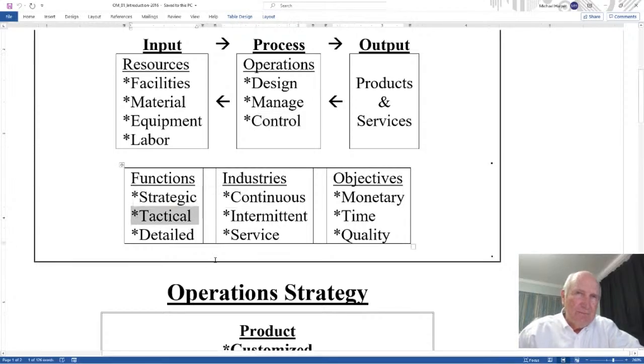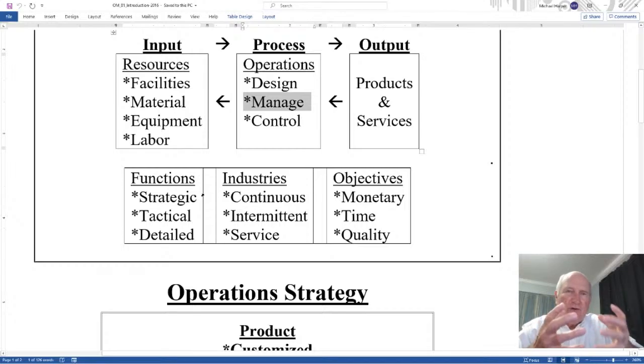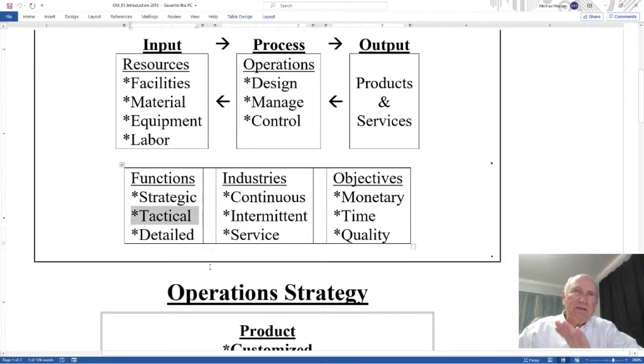Tactical is medium term, and medium term has to do with planning. How do we plan things on a day-to-day basis? And there's where your management comes in. Management is: how much inventory do we need? How much production are we going to produce this quarter? How many people do we hire this year? And depending on the design and the management of your operations, there's where tactical functions, tactical decisions, tactical analysis come in, and that's more planning.